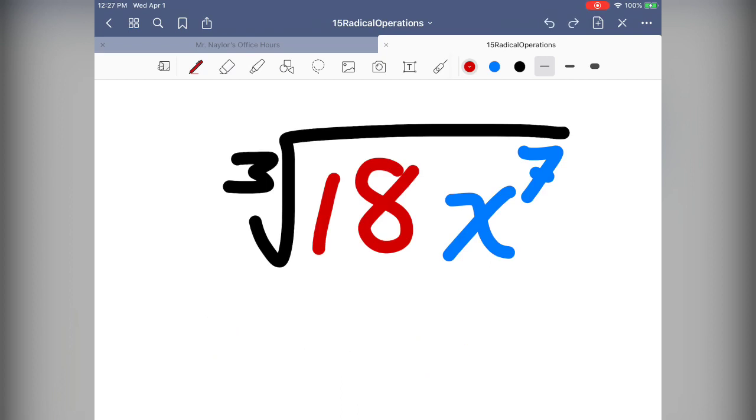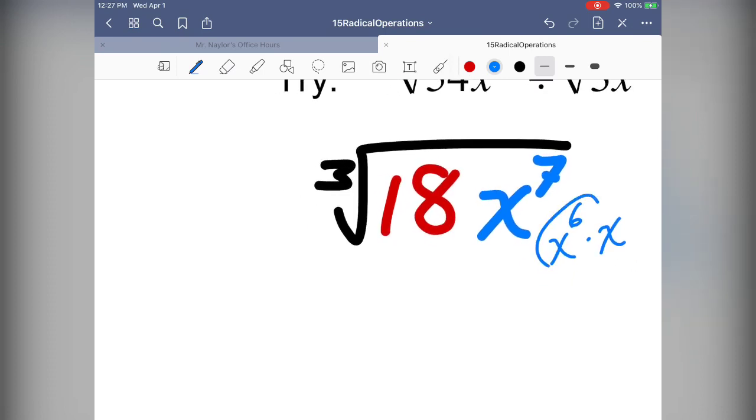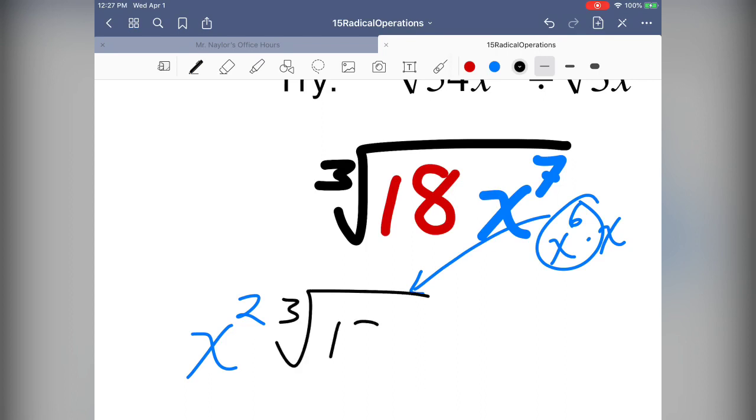But there are some x's you can take out. Remember, you want to take out the highest amount of x that's divisible by this 3. The highest amount of x that's divisible by this 3 would be x to the 6. Now, I still have an x left behind, but I can take out this x to the 6 by dividing it by 3, and that gives me an x squared. Honestly, nothing else came out. Everything else stays underneath. So we end up with x squared times the cube root of 18x.